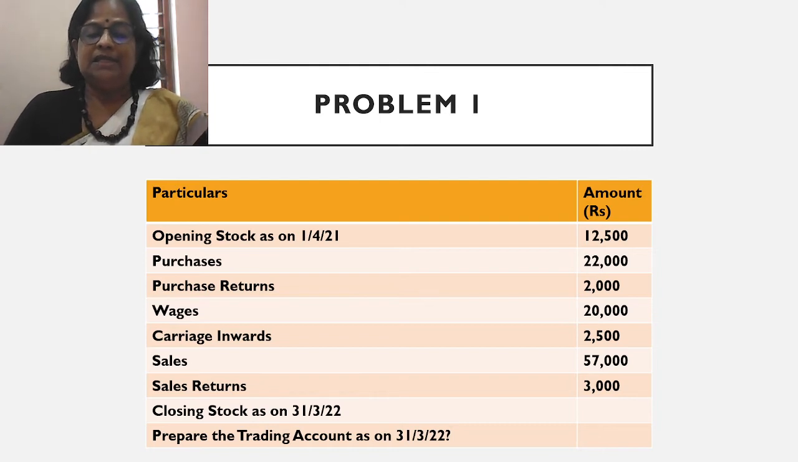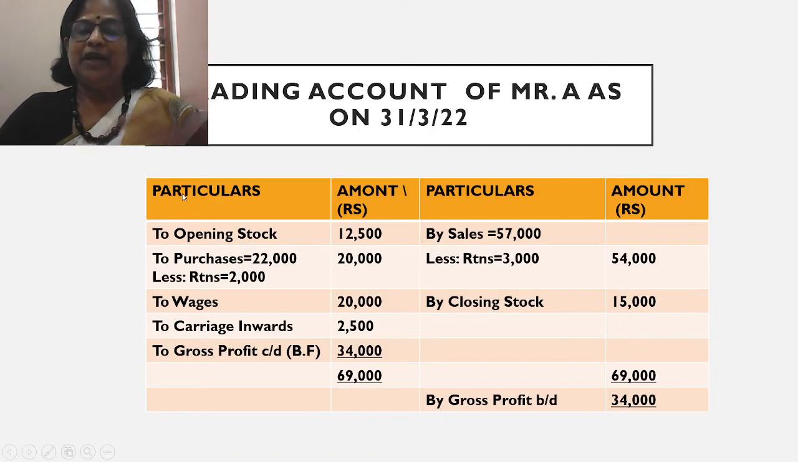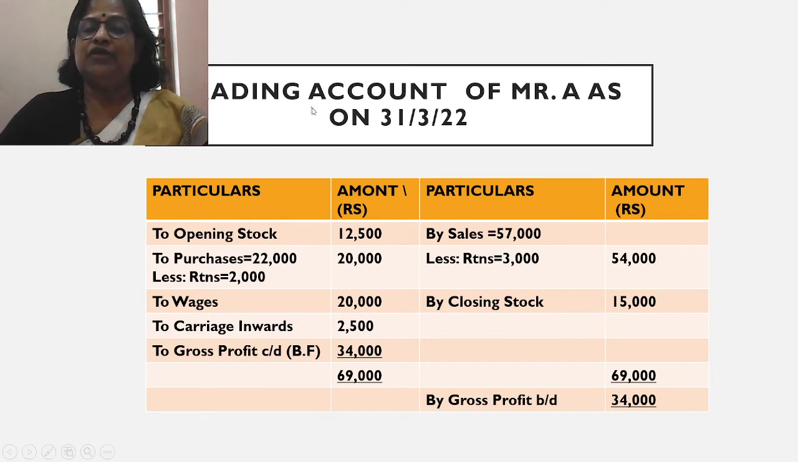Then sales. Sales should be credited. Sales returns is 3,000. Closing stock as on 31/3/22, that also we have to include. So prepare the trading account. Now, when we are preparing the trading account, this is very important. You have to remember the trading account of Mr. A. This is how you will write, as on 31/3/22.